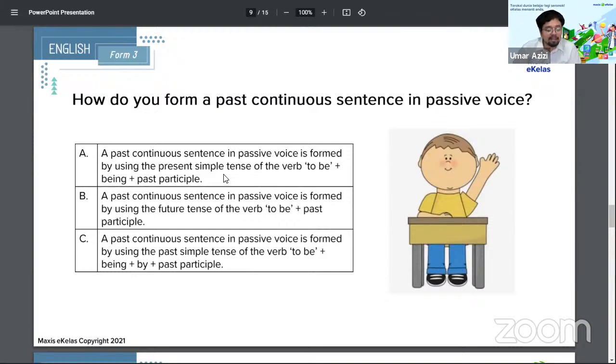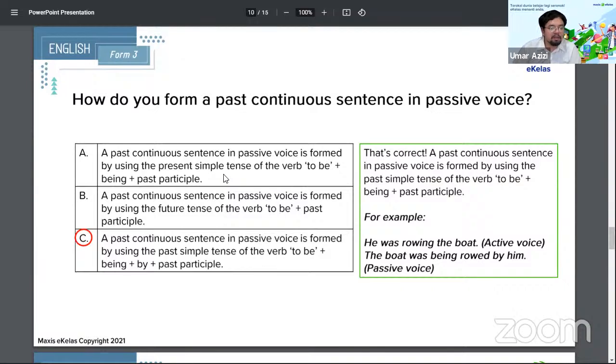I'm not going to ask you to guess anymore, because I feel at this point you're going to start feeling a lot confused. I'm just going to share the answer immediately. A past continuous sentence, compared to a present one, is formed by using the past simple tense of the verb to be, plus being, plus by, plus past participle. So the answer for this one is C.